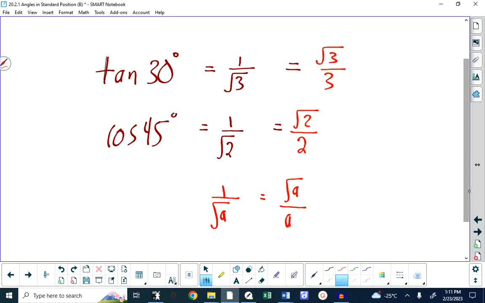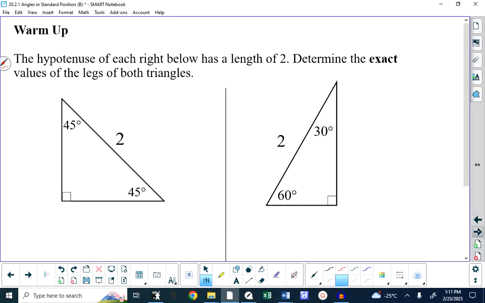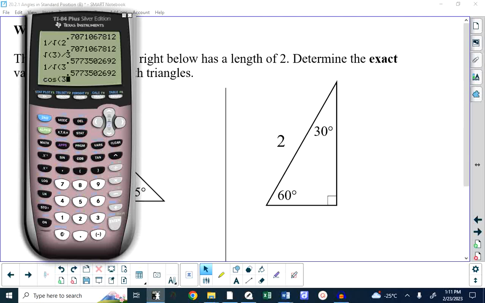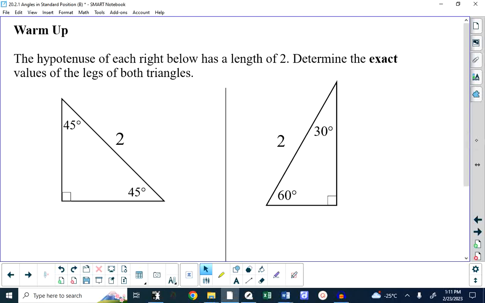Okay. So how do we do this? How do I know that the tangent of 30 is 1 over root 3? How do I know that the cosine of 45 is 1 over root 2? Or the cosine of 30 is root 3 over 2? I know that. Look. Cosine of 30 degrees, the square root of 3 divided by 2. How do I know this? Well, this is what we're going to learn. The first thing that you need to understand is how to find the missing sides of these triangles. Okay? And this is the warm-up.